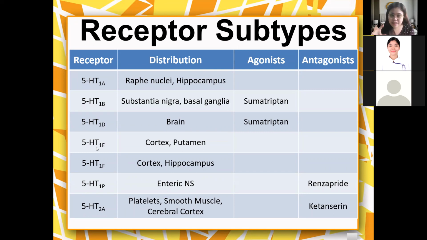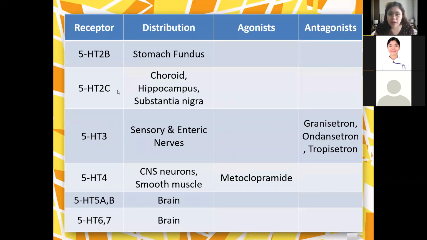Numbers, they all start with 5-HT, referring to serotonin. So they are serotonin receptors, followed by a subscript of Roman numerals, numbers, and then followed by a letter for the specific type of receptor. So we have 5-HT1, and from 5-HT1 it goes A, B, D, E, F, P. And then we also have 5-HT2: 2A, 2B, 2C, and then 5-HT3, 5-HT4, and 5-HT5.